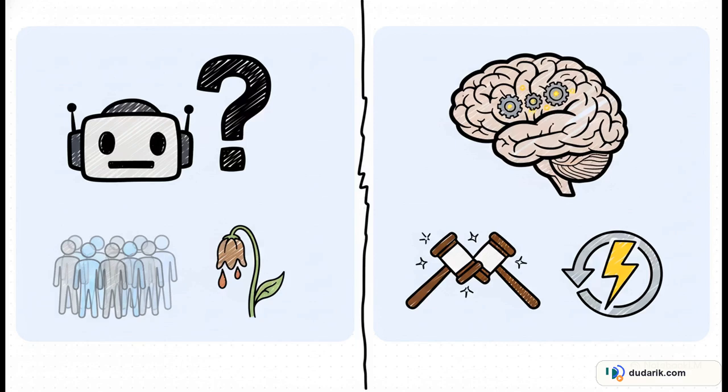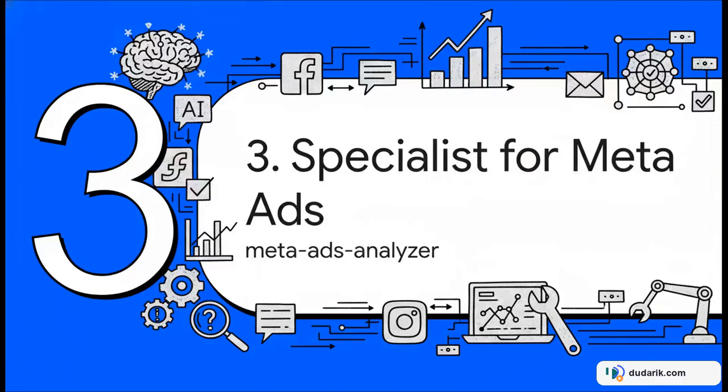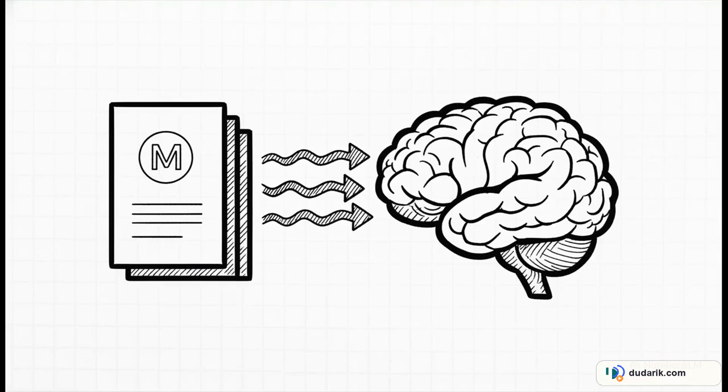A true specialist, on the other hand, someone who knows the platform's meta, points to real technical stuff: a learning phase reset, auction overlap, or the famous breakdown effect. That's the difference between just guessing and actually diagnosing. And that, my friends, is exactly what this tool, Meta Ads Analyzer, is all about. It's designed to be that AI specialist that's been trained specifically on the mechanics and the meta of the Meta Ads platform.